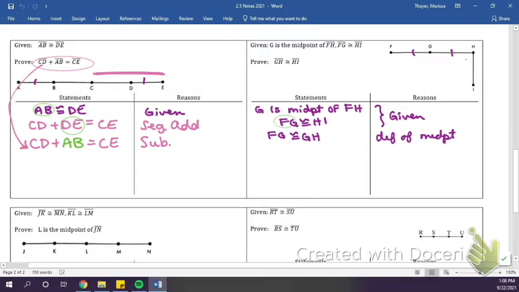Notice that they said that FG is congruent to HI and FG is congruent to GH. That would mean that GH would have to be congruent to HI together. That would be substitution. That's actually what they're wanting us to get, so we're all finished with that one as well.